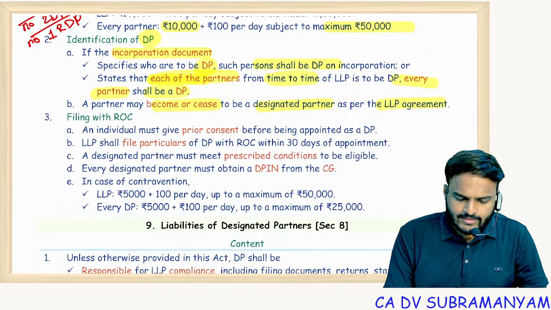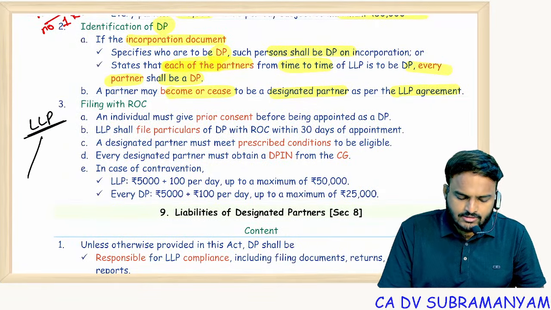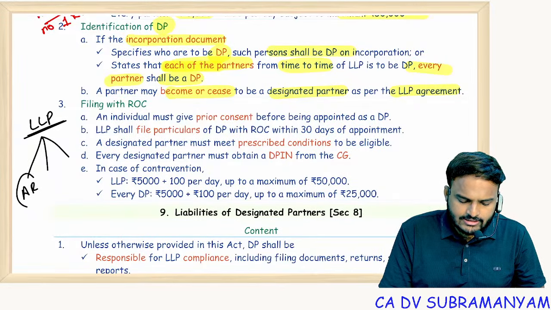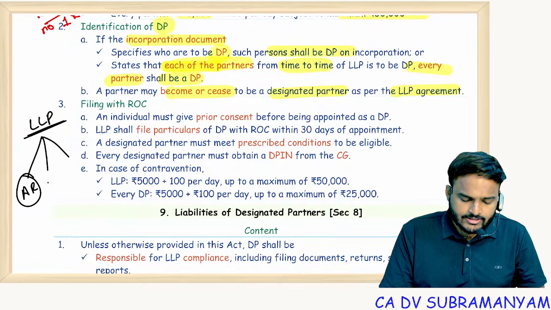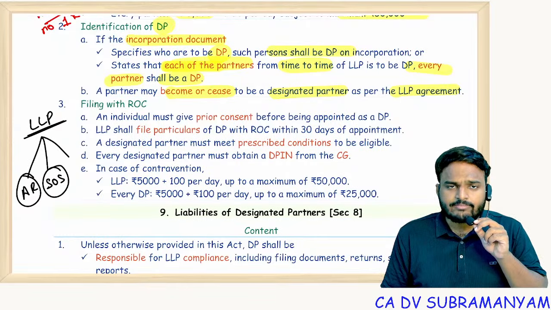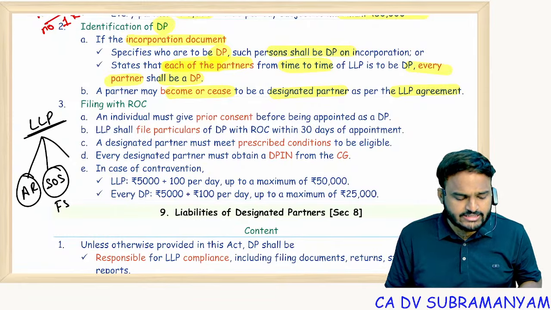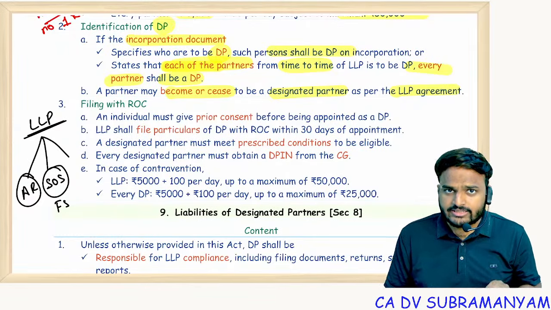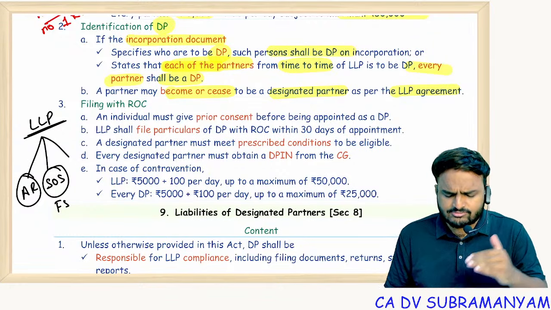So next one, filings with ROC. Remember, in LLP, filings happen in three cases. One is filing of annual returns within 60 days of closure of the financial year. Next one, statement of accounts and solvency. This is nothing but financial statements, to be filed within 30 days from the closure of 6 months of the financial year. I'll discuss with you, just wait.